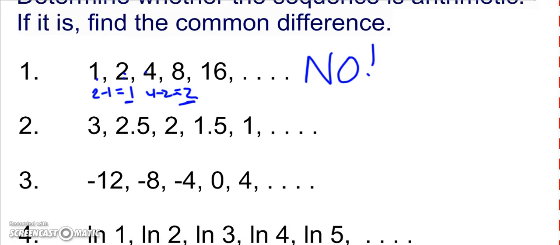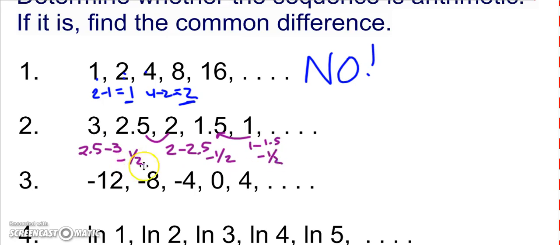Then we can look at 2.5 minus 3. That's going to be negative a half. Then we want to look at 2 minus 2.5. Well, that's negative a half. Just to be sure, let's jump over here. 1 minus 1.5 is negative a half. Are these all common differences? Yes. So yes, this is arithmetic, and our common difference is equal to negative 1/2.